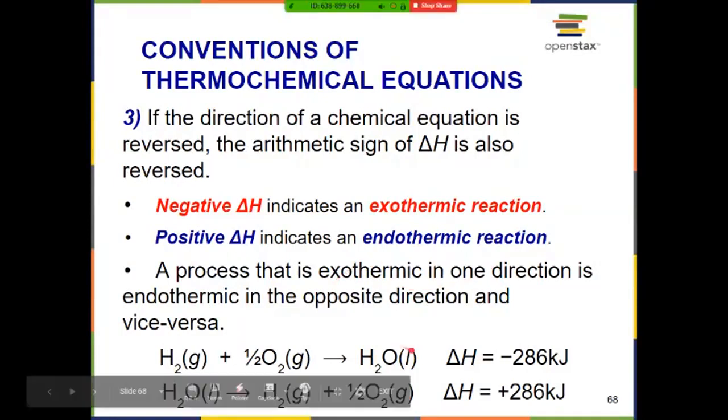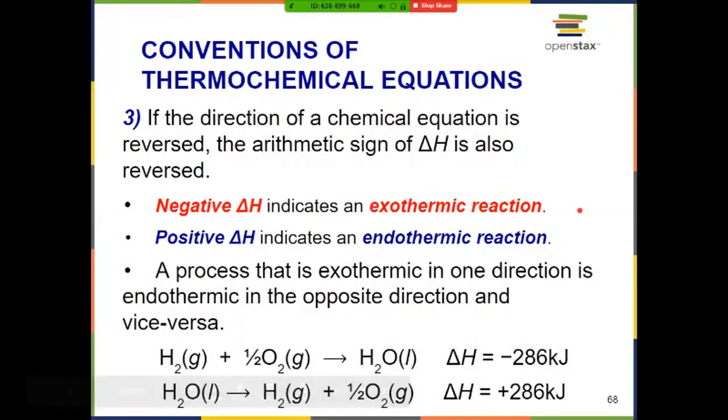So sticking with this same reaction up top, right, our delta H value is negative 286 kilojoules. If I flip that reaction around, and I have to flip it 100%, right, all my reactants become products, all my products become reactants, and then the sign of my enthalpy value flips from negative 286 to positive 286 kilojoules.